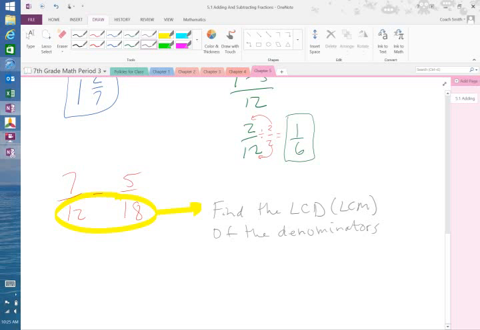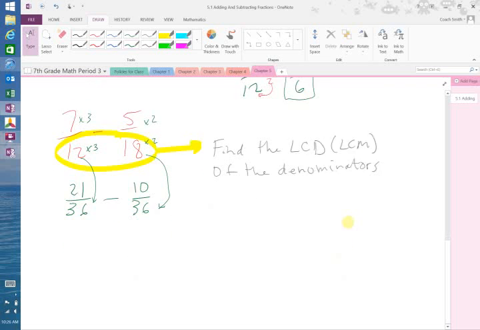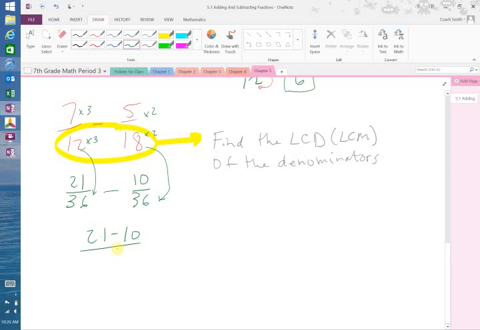So, what is the LCM of 12 and 18? 36. So I'm going to create two fractions with 36 on the bottom. What did we do to 18 to make it 36? Multiplied it by 2. So I do the same thing to the top, which gives me 10. What did we do to 12 to make it 36? By 3. So I do the same thing to the top, gives me 21. Now we have 21 minus 10 over 36. 21 minus 10 is what? 11. So 11 over 36. It doesn't reduce because there's no common factors between 11 and 36. And so that would be our answer.